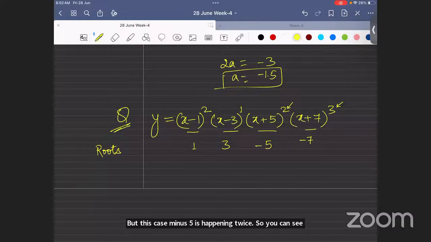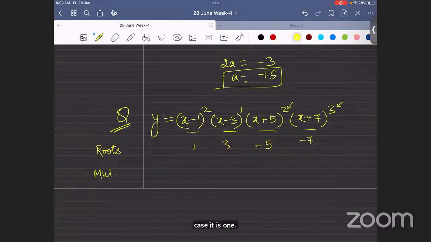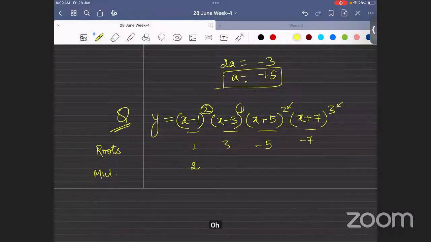Okay, so now you are familiar with multiplicity. The roots are 1, 3, minus 5, minus 7. What is the multiplicity for root 1? How many times is this root 1 occurring? You can just take it from here itself. 2, right? Here it is 1. Here it is 2. And then 3.